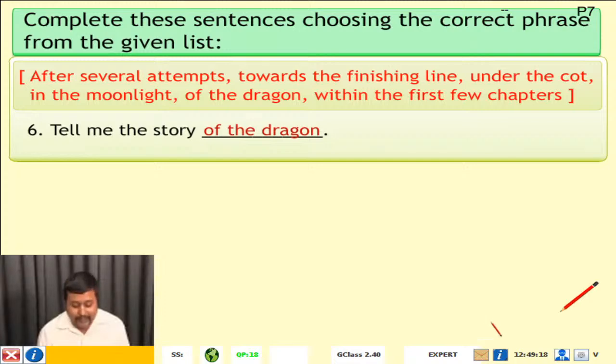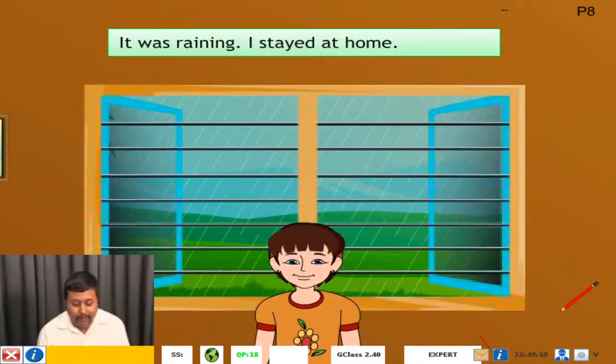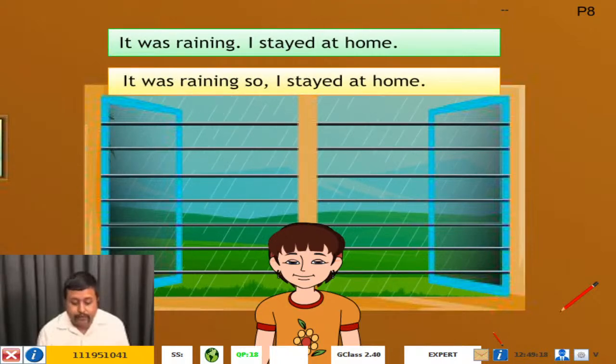So these were a few exercises, right? Now moving on, there is another part here. What can we see here? There is a girl sitting somewhere. There is a window behind her, and through the window we can see it's raining outside. So it was raining. I stayed at home. It was raining, so I stayed at home. Now what is the difference between these two lines? What is the difference between the lines? There were two lines in the first part. It was raining. I stayed at home. Then we use something. The word here is what?